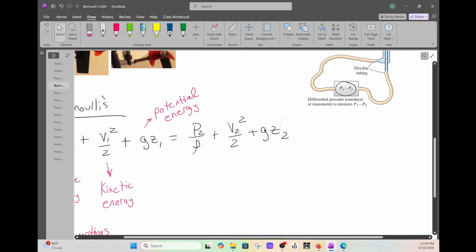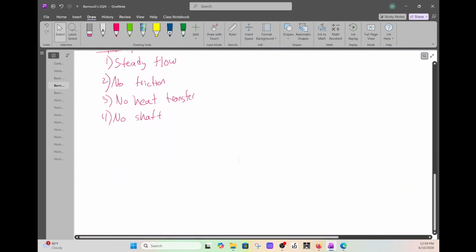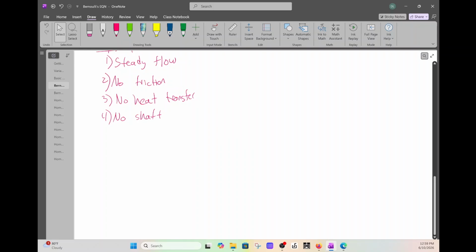Okay. Now, let's go through and look at two things. I'm going to show you first if the fluid was at rest. Okay. So that means V1 equals V2, and that's 0.